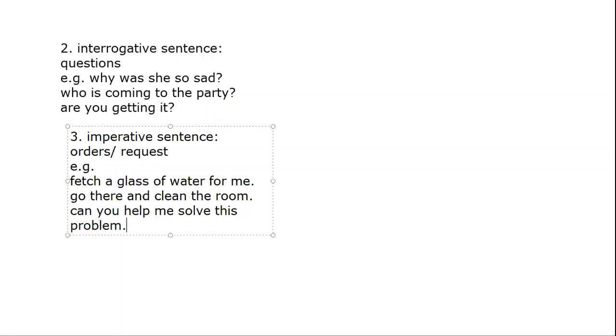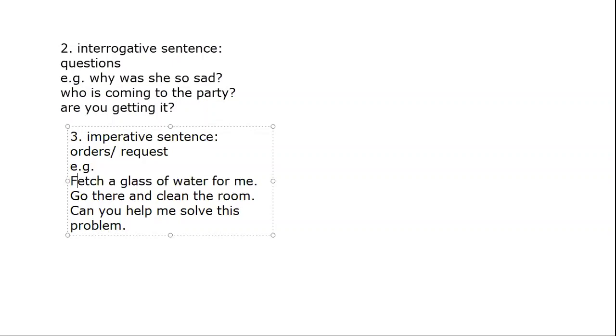क्या आप मेरी मदद कर सकते हैं इस प्रॉब्लम को सॉल्व करने में? ठीक है, सो जो जुमले जिनमें आप रिक्वेस्ट कर रहे हो, जिनमें आप ऑर्डर दे रहे हो, वो इम्पेरेटिव सेंटेंस होते हैं. Then the last type according to the meaning of the sentence, that is exclamatory sentence.